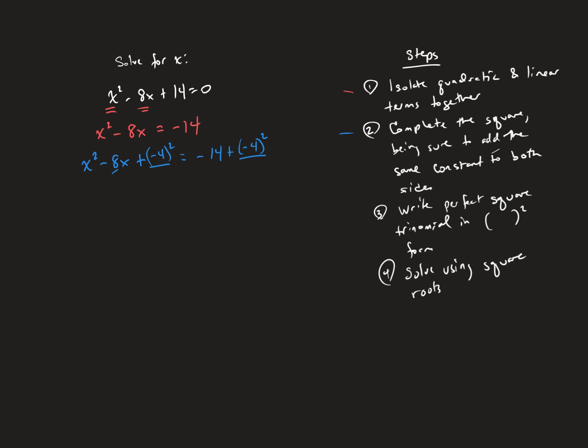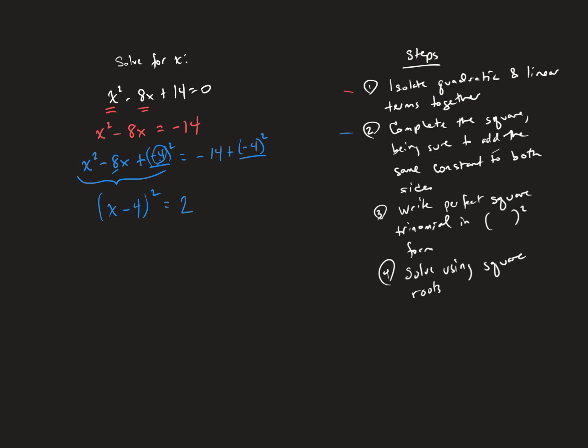Now, that left-hand side is a perfect square trinomial, so it's going to factor into something squared. And the pattern is always going to be the number that's here is going to be the number that goes in the factored form. Now, on the other side, we have 2 numbers that can simply be added together. That's negative 14 plus 16, so that gives you positive 2.